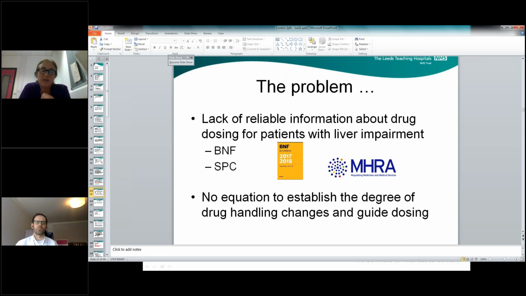But within the SPC, there is a section about pharmacokinetics. And when you go to that, at least you can see how it's metabolized, how it's cleared, whether it's protein bound or if it's water soluble. So you have an idea about some of that information that you might need. Failing all of those things, ask your pharmacist and they'll probably ring me. But those are our problems.